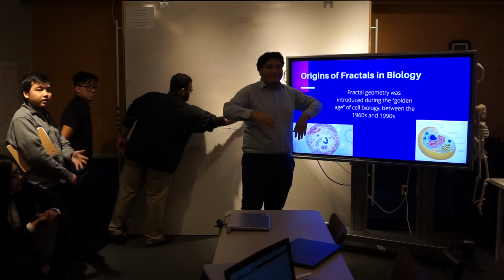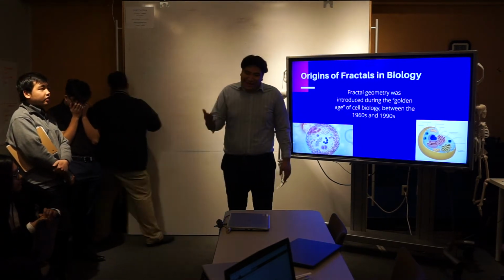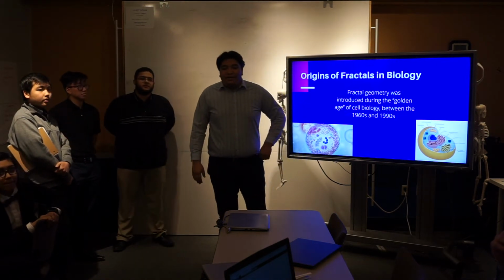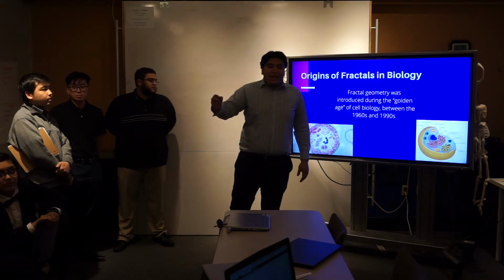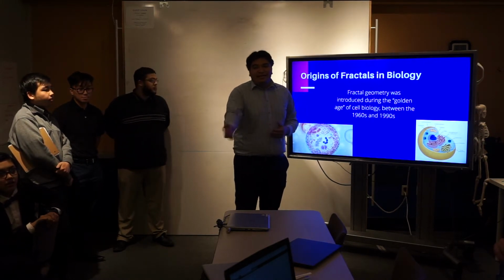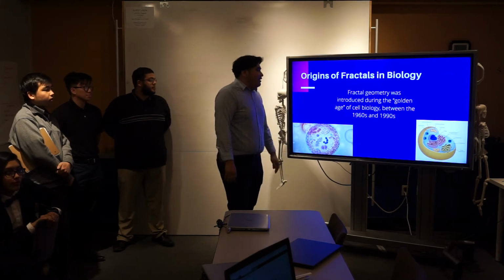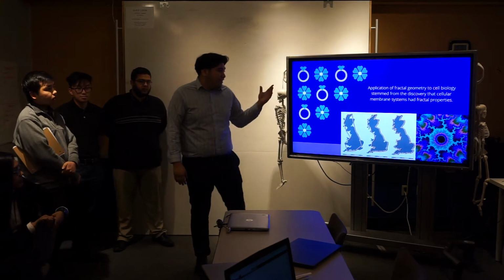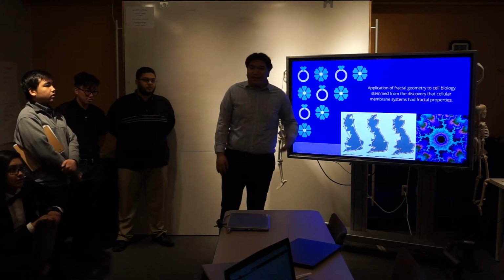If you do not know what a cell membrane is, it's kind of like the outer layer of the cell. It separates the cell from its environment, and in a way I think of it as a gate, because it allows materials to come into the cell and out of the cell. And so, moving on to when it was introduced: the application of fractal geometry to cell biology stemmed from the discovery that cellular membrane systems have fractal properties.